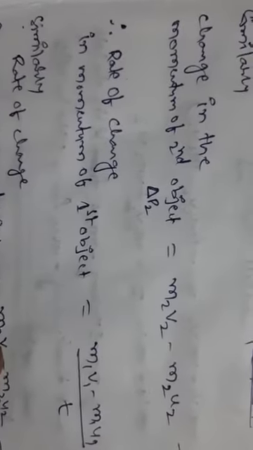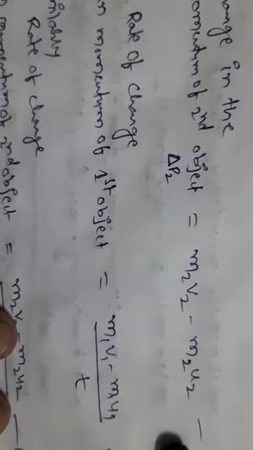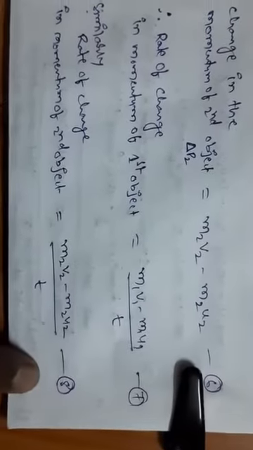If the collision takes more time, the rate of change in momentum will also change. So further, we are calculating here the rate of change in momentum of the first object. It is equal to m1 v1 minus m1 u1 by t. Here t means the time period the collision takes. Similarly, the rate of change in momentum of the second object is equal to m2 v2 minus m2 u2 by t. Consider these two equations as equation number 7 and equation number 8.